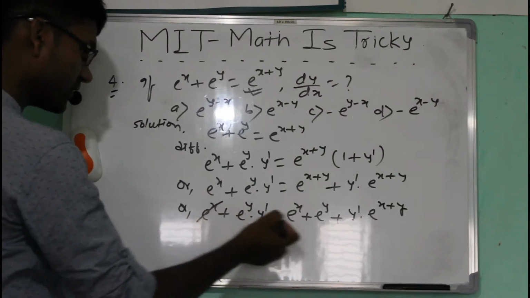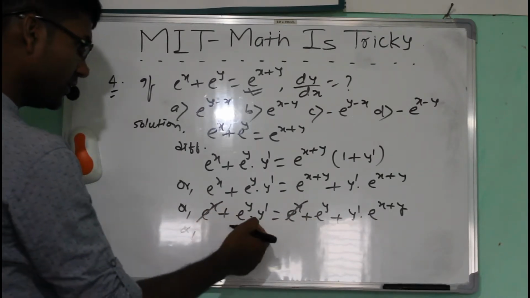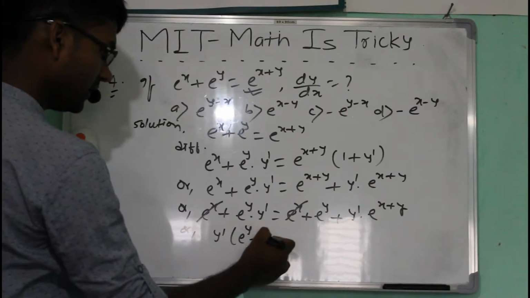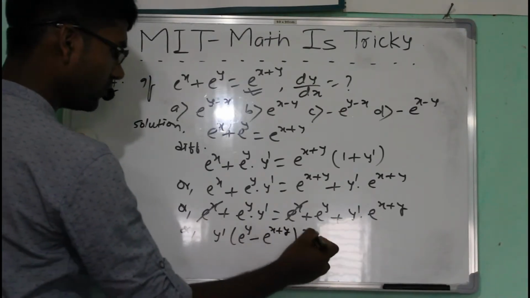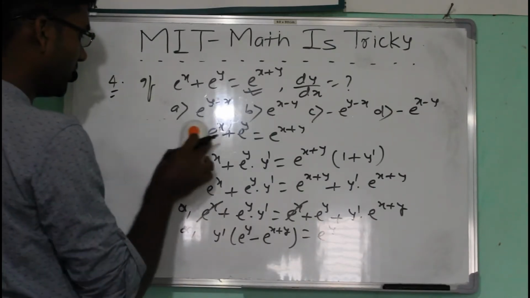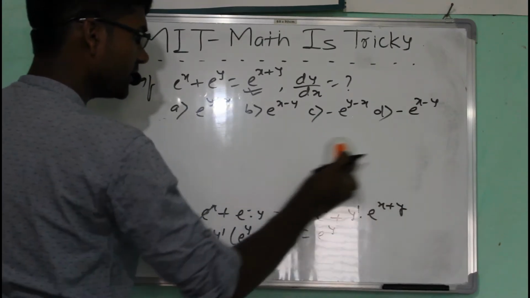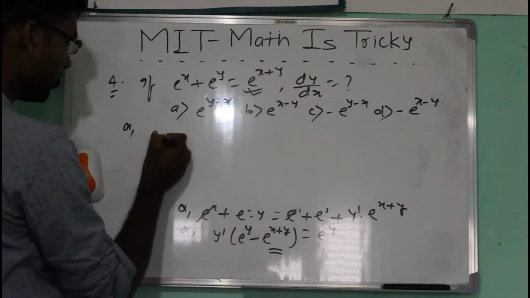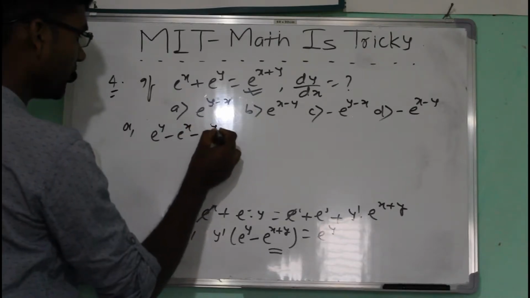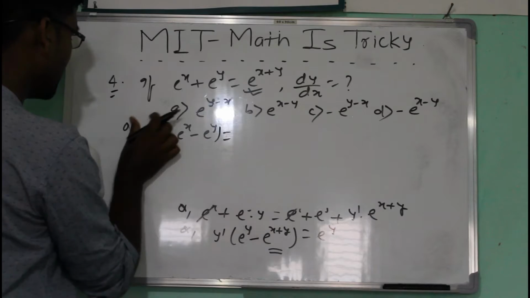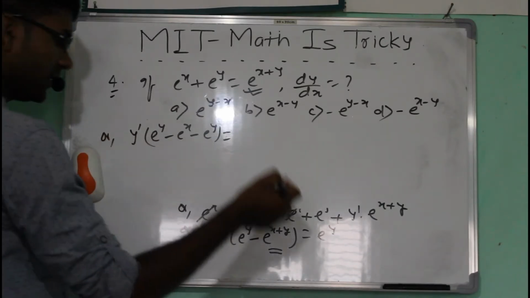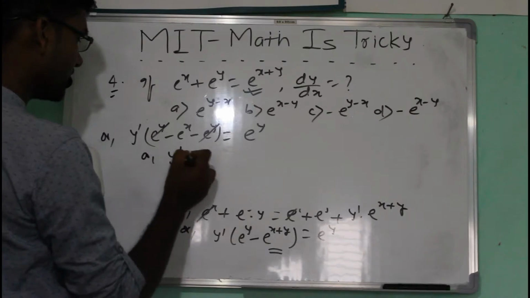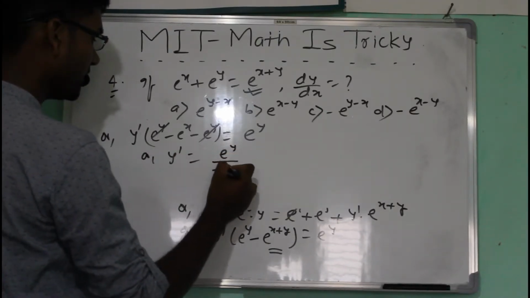So now e power x cancels. If I take y dash common, we get e power y minus e power x plus y times y dash equals e power y. Let me now simplify. Let's put the value of e power x plus y, which is e power x plus e power y. So e power y minus e power x minus e power y times y dash equals e power y, and e power y cancels, so y dash equals e power y by minus e power x.